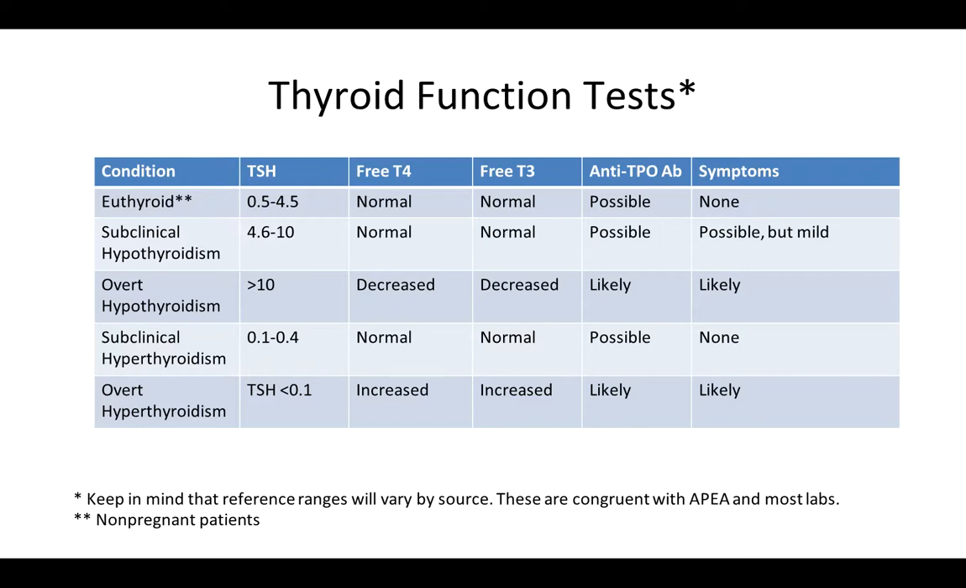So if a patient's euthyroid, they should have a normal free T4 and free T3, and they should not have any symptoms. Subclinical hypothyroidism, they will have a value between 4.6 and 10.